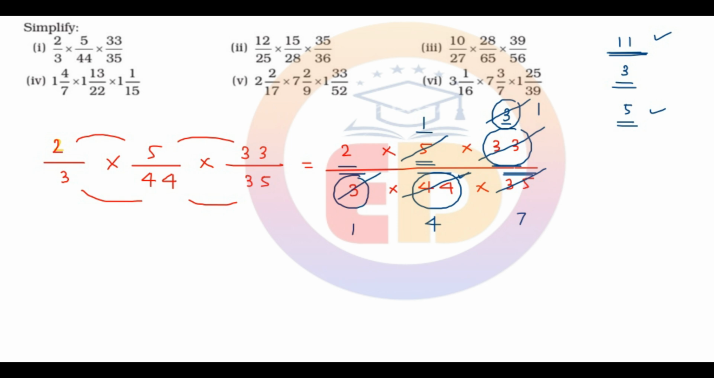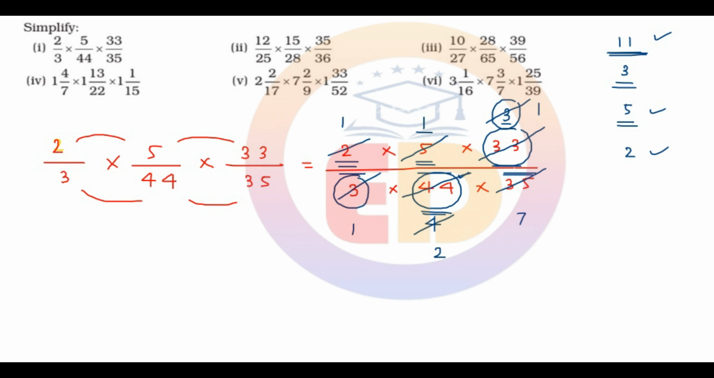Now let us find out, is there any other term which can be simplified from the numerator and denominator? Yes, it is 2 and 4. They both are divisible by 2. Divide 2 by 2, I get 2 1s are 2, and divide 4 by 2, I get 2 2s are 4.